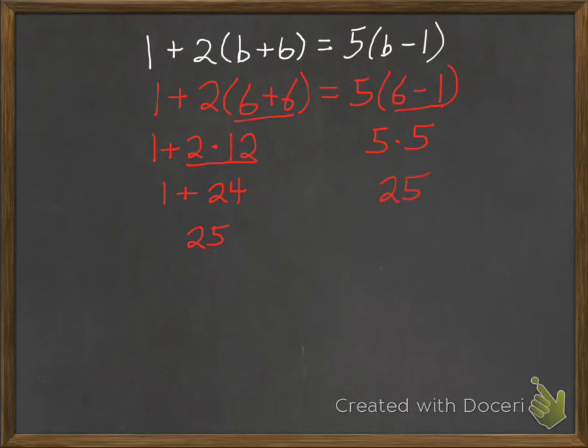The two sides are, in fact, equal. So my check tells me that the solution b does, in fact, equal 6. That's the one value of b that makes 1 plus 2 times (b plus 6) equal 5 times (b minus 1). So hopefully that is a pretty thorough explanation.